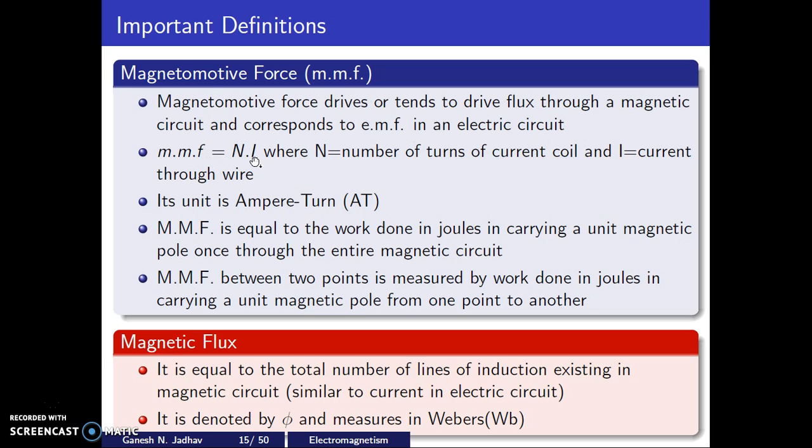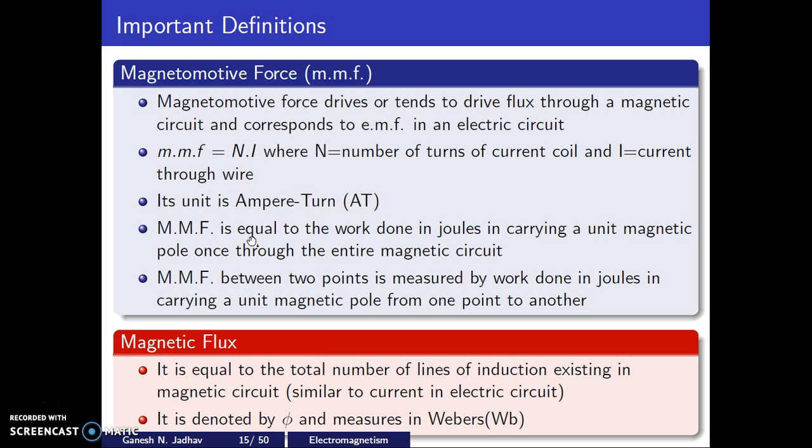The MMF is given by N into I, where N is the number of turns of a coil and I is the current flowing through the coil. So MMF is equal to N into I. Number of turns is measured in turns, and I is the current, which is measured in ampere. So its unit is ampere turn.